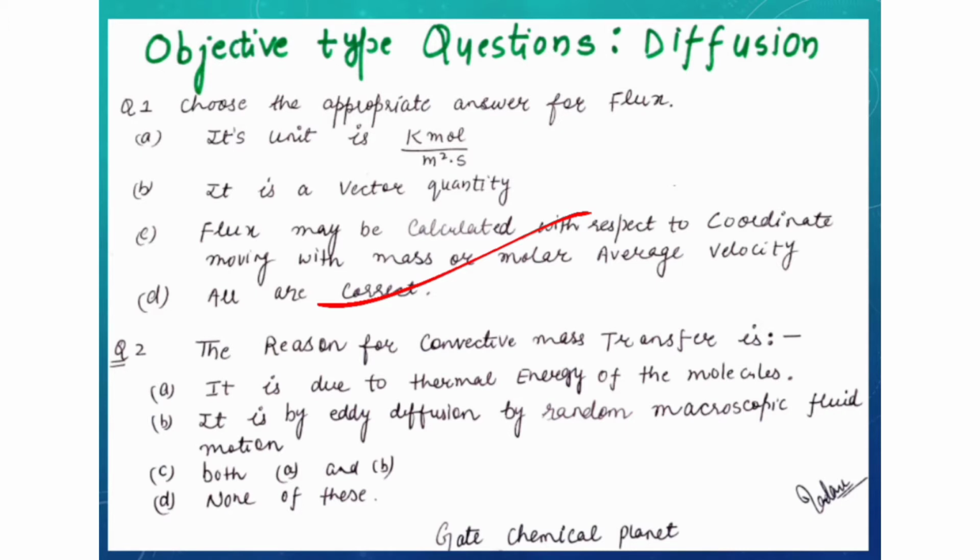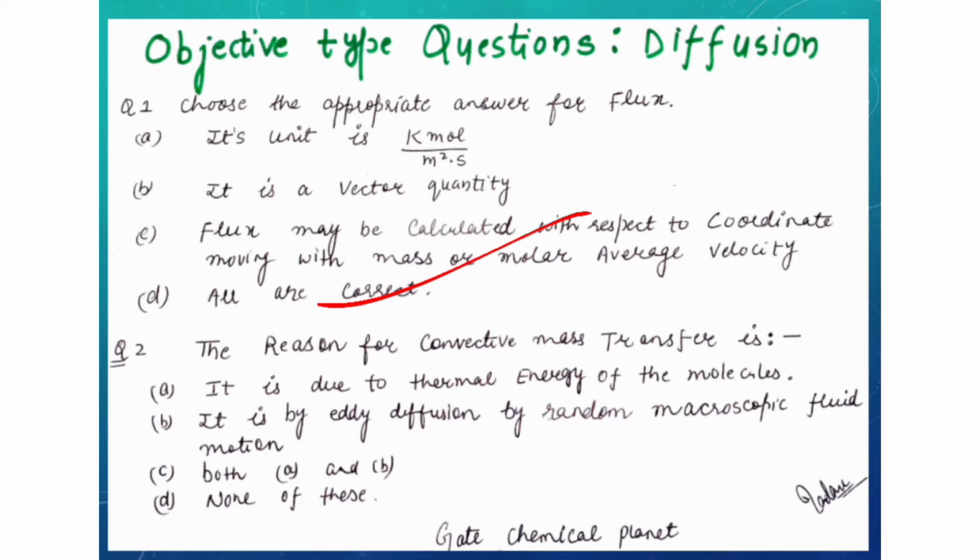The reason for convective mass transfer is: option A, it is due to the thermal energy of the molecule. Option B, it is by eddy diffusion by random macroscopic fluid motion. Option C, both A and B. And D is none of these.